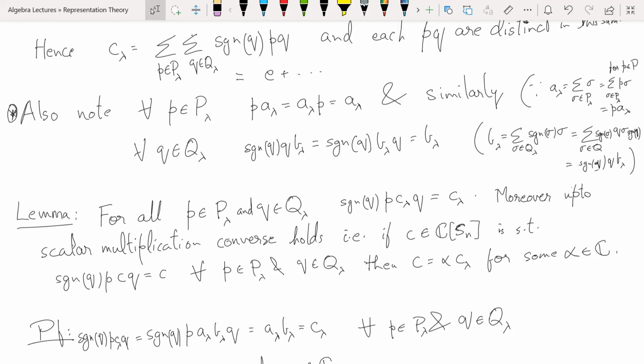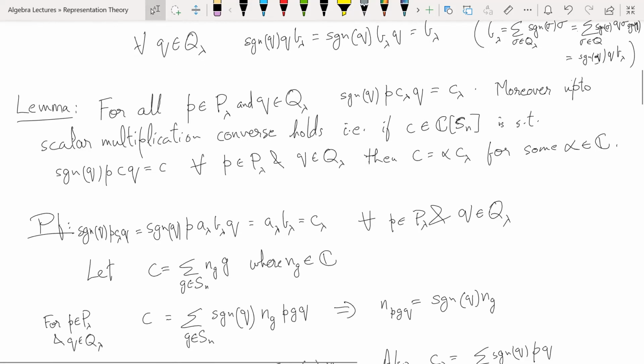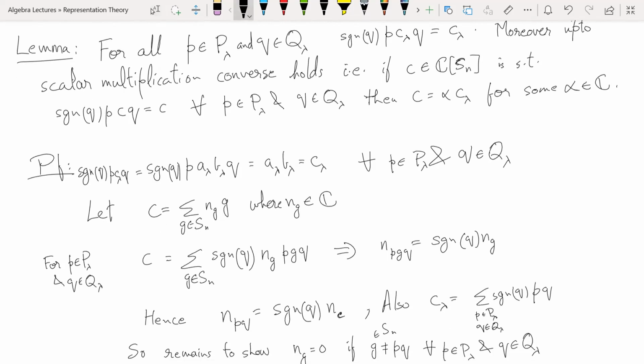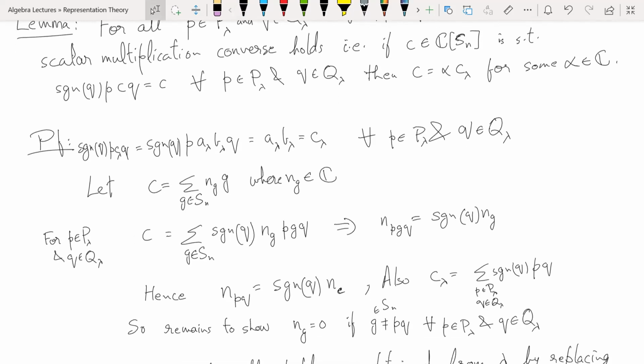But the second part is to show that if g is not of the form pq, then we want to say that n_g must be 0. So c lambda is also of this form. We are almost done, except that we want to show that n_g is 0 if g is not equal to pq. If g is some element in S_n such that it's not equal to pq, then we want to show that n_g is 0, for any p in P lambda and q. So far it's okay, makes sense.